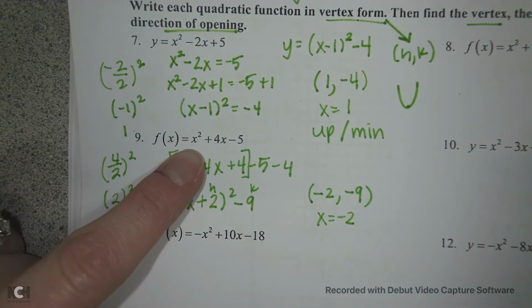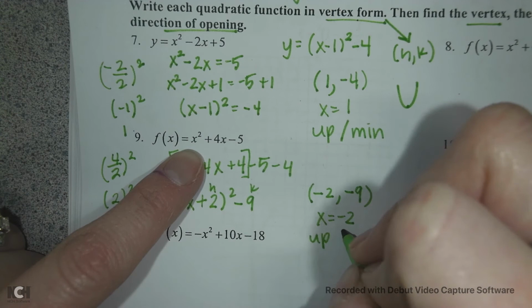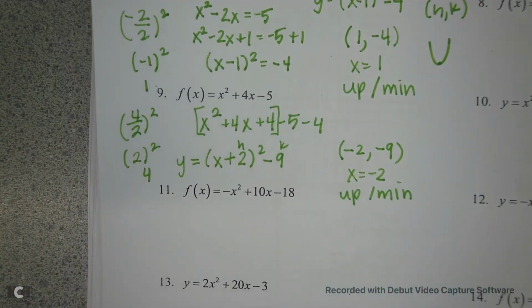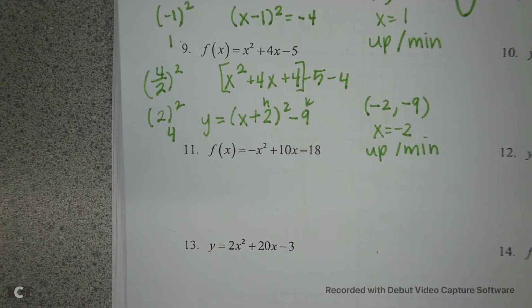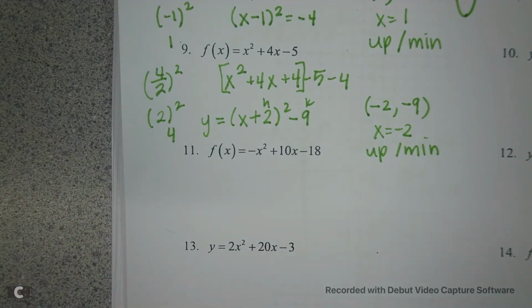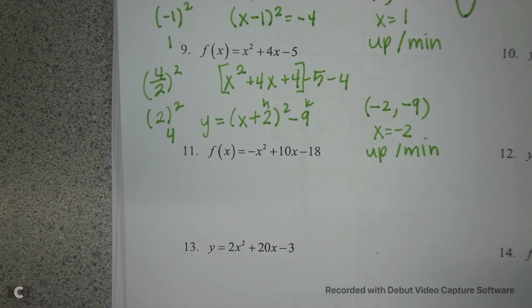And because my a value is positive, this is an up with a min. Okay, let's do another one. All right, now, when you have a leading coefficient like 11, 13, and 15, you do not need to write it in vertex form. There is a shortcut to doing these problems, which is a little bit different. So I'm going to show you the shortcut.